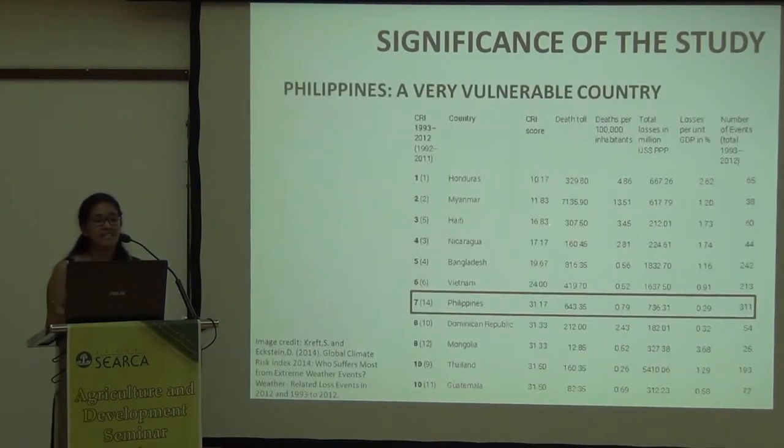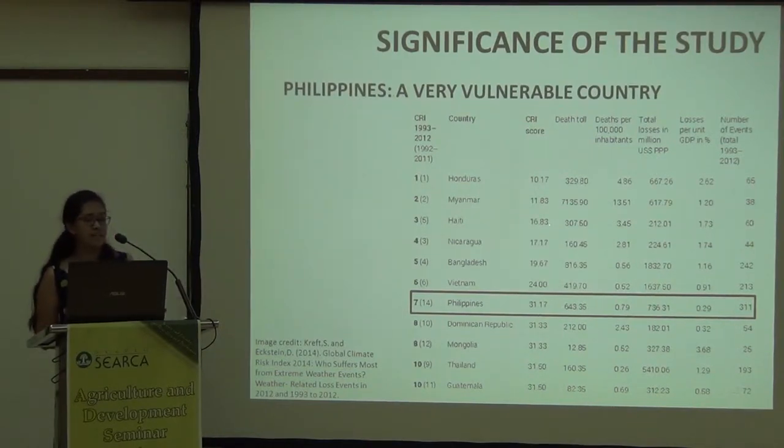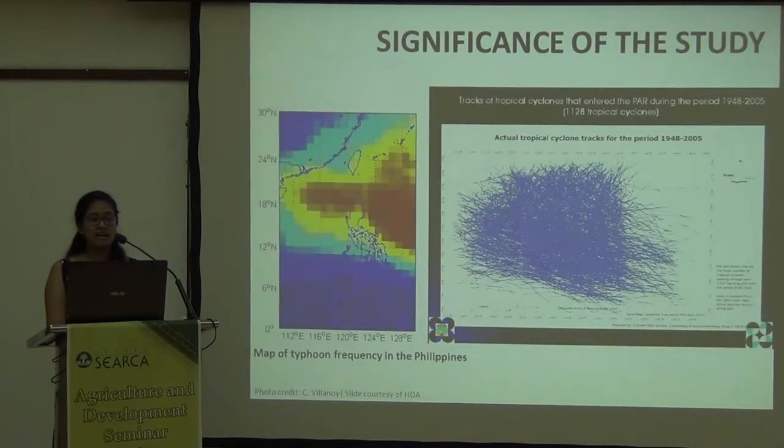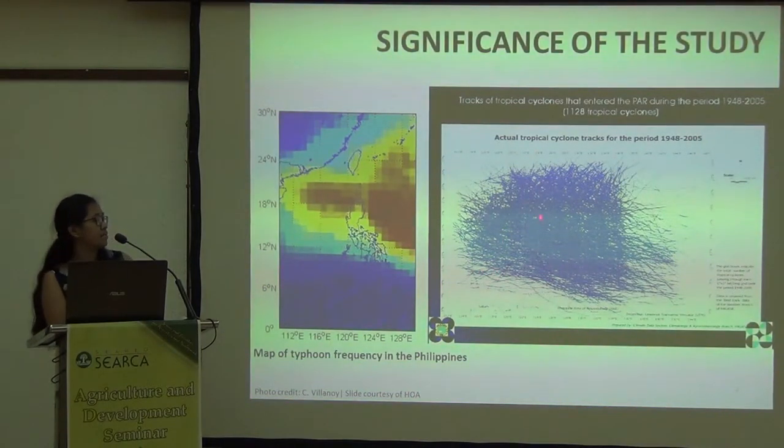So reason number 2 is that the Philippines, our country, is a very vulnerable country. So this is a graph of nations who suffer most from extreme weather events. So from the period 1992 to 2011, we ranked number 14. But when they considered 1993 to 2012, we jumped from 14 to number 7. So for the total of events that happened to our country from 1993 to 2012, we have a total of 311. So that's huge.